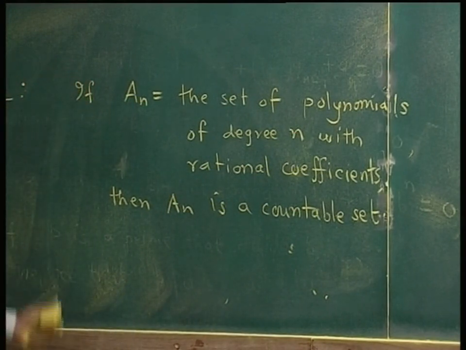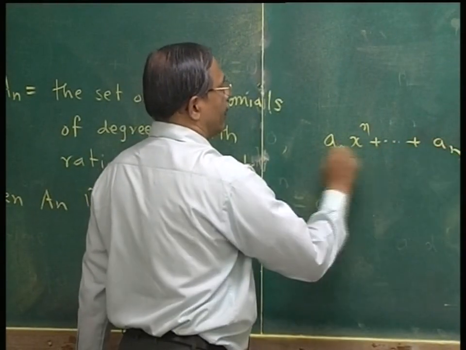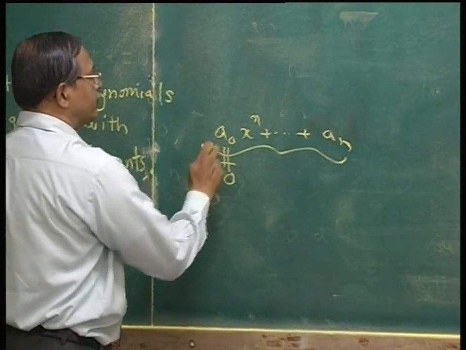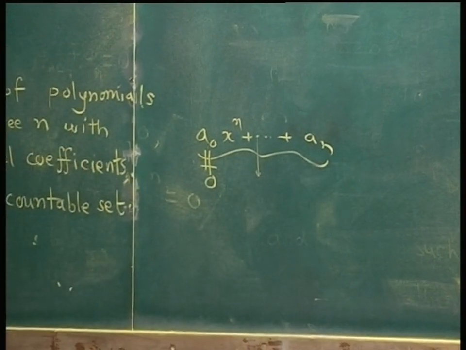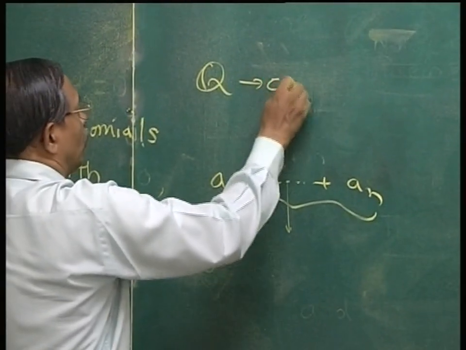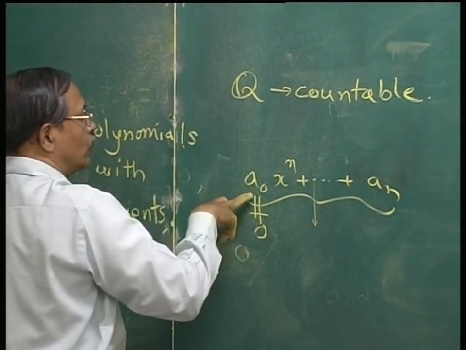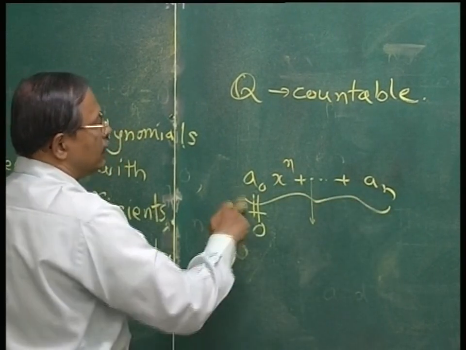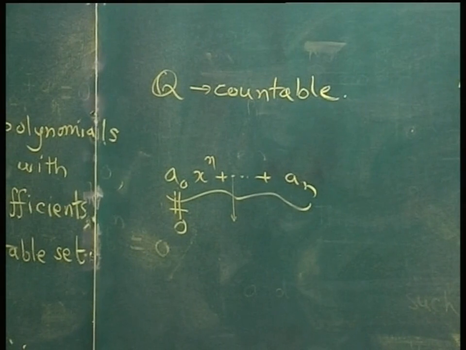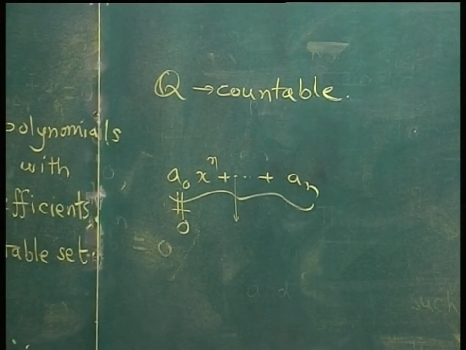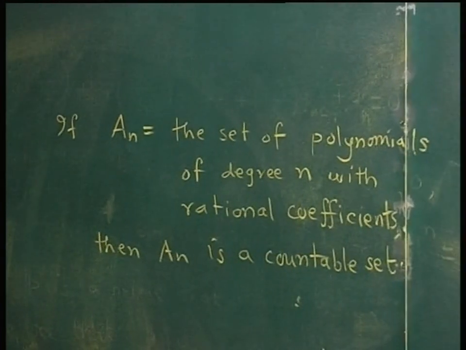So, such a polynomial is of the form a naught x raised to n plus etc. plus an. This is not equal to 0 if you want degree to be exactly n, and these are all non-zero elements of Q, rational numbers. But you know that Q is countable, so if you take the n plus 1 tuples a0, a1, etc., an, then these n plus 1 tuples form a countable set, and every n plus 1 tuple corresponds to a polynomial. So the set of all polynomials of degree n with rational coefficients is a countable set.